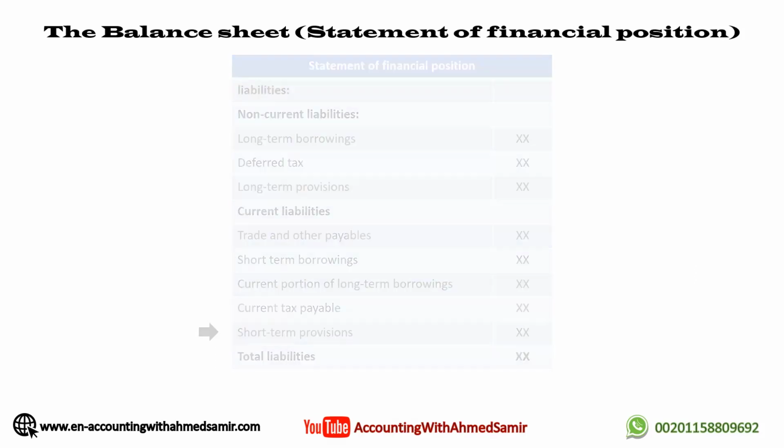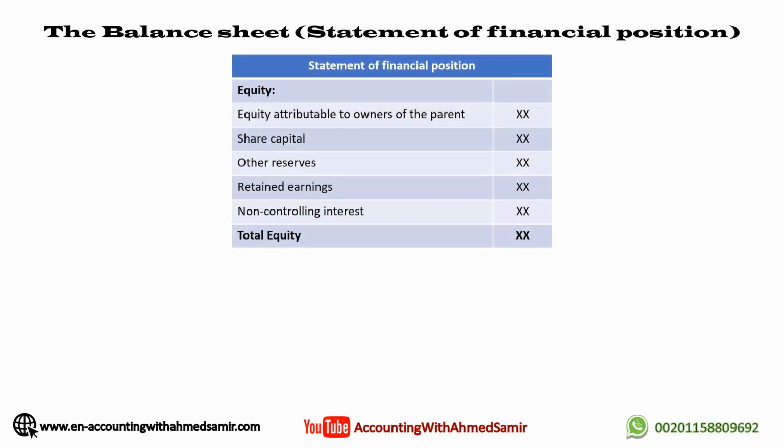Adding non-current liabilities and current liabilities, we get total liabilities. And finally, equity. Generally speaking, equity is not classified into current or non-current, as it is related to the going concern principle. Equity includes the following: equity attributable to owners of the parent, share capital, other reserves, retained earnings, non-controlling interest. Total liabilities and total equity are grouped together on one side, and this must be equal to the total assets on the other side.